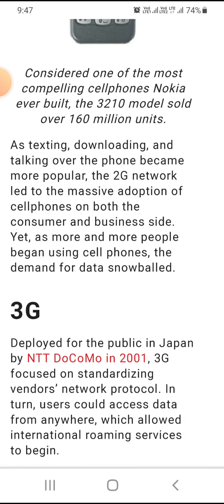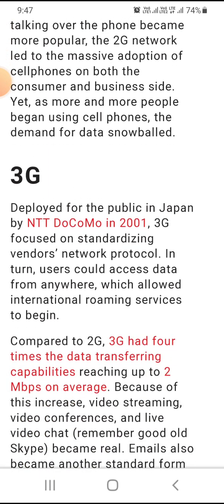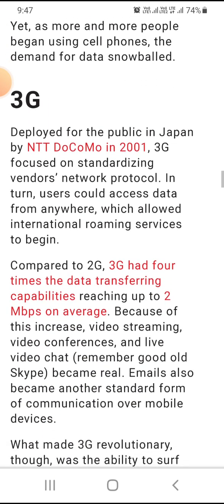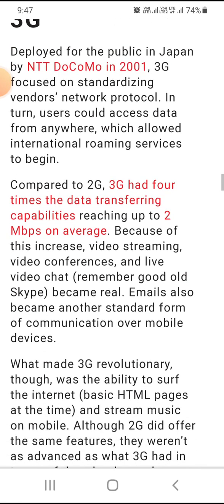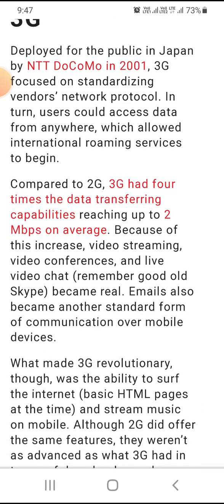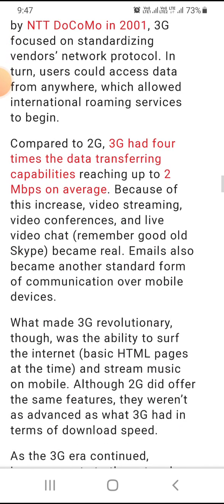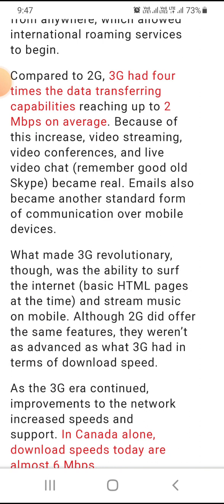3G focused on a standardized network protocol. In turn, users could access data from anywhere, which allowed international roaming services to begin. Compared to 2G, 3G had four times the data transferring capability, reaching up to 2 Mbps on average. Because of this increase, video streaming, video conferencing and live video chat became real. Emails also became another standard form of communication over mobile devices.